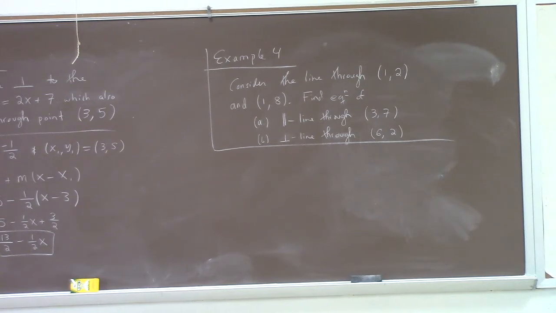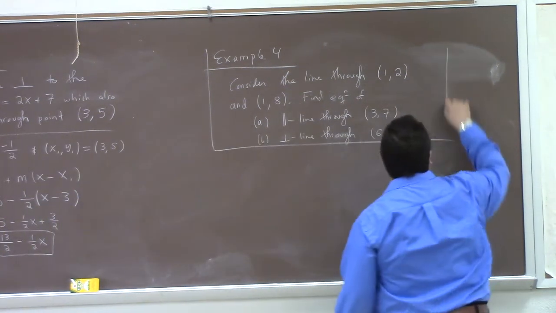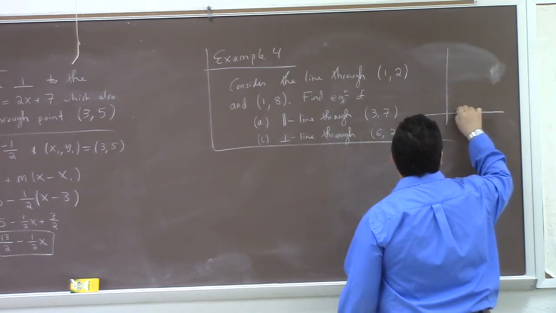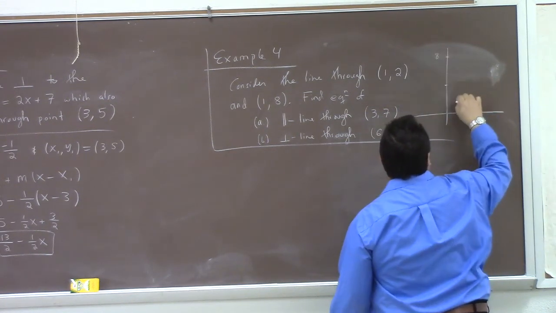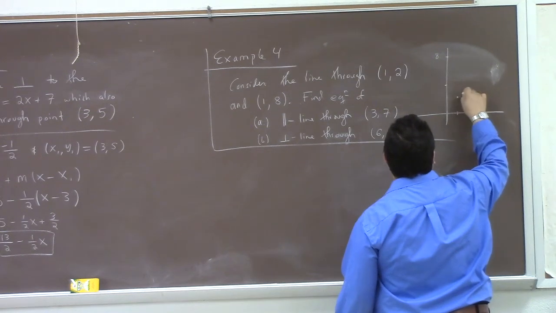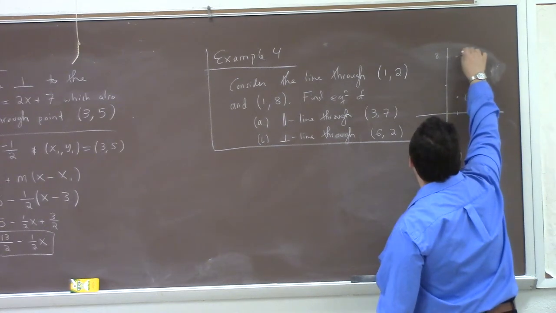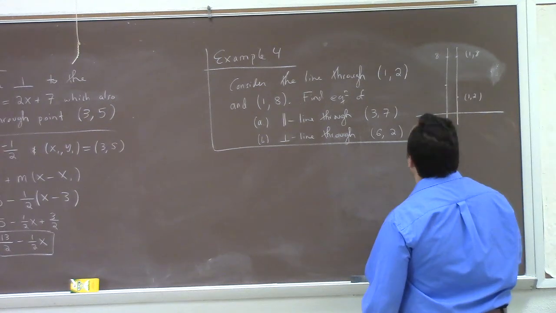So what do you guys think? Well, sometimes drawing a graph is a good idea, right? We need to see this on the graph. That's a good idea. So if this is 1, we got (1, 2) somewhere like here, right? And then (1, 8) is up here.